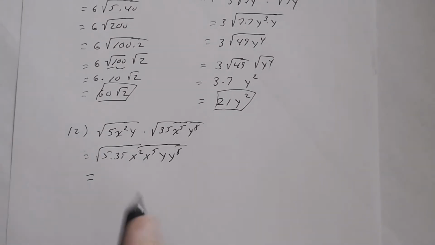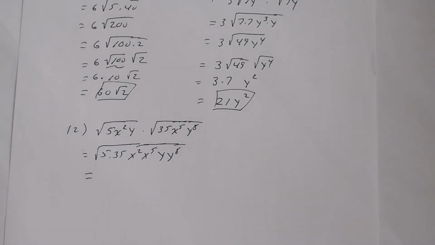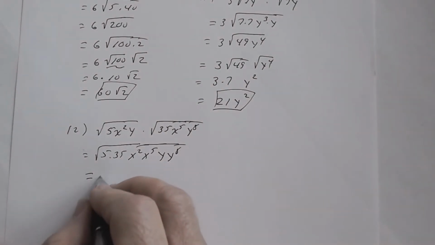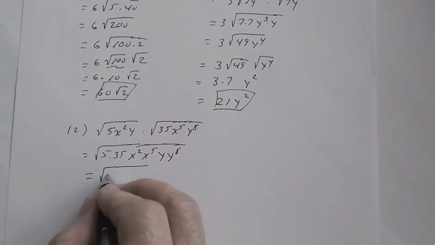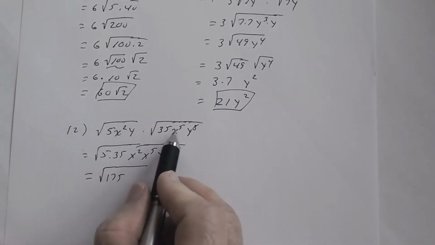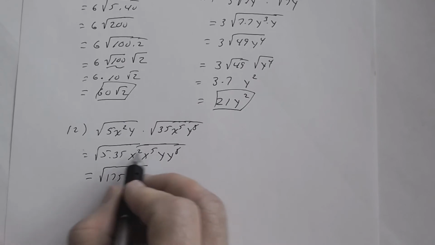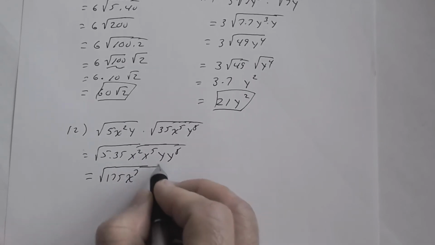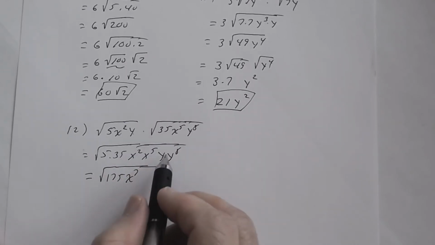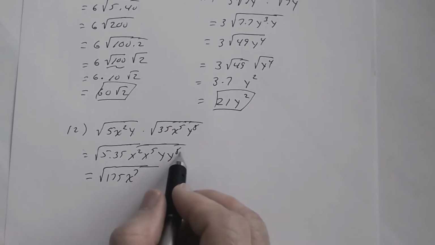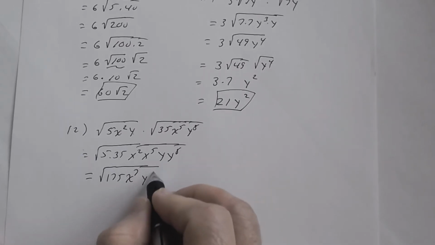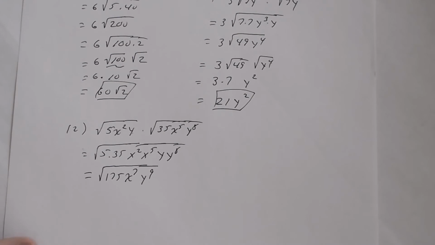You could have said, all right, 5 times 35, just use your calculator, 5 times 35 will give you 175. But remember, you got to say square root. And then x squared times x to the 5th, when you multiply like bases, you add exponents. So 2 plus 5 is 7. And then y times y to the 8th, again, when you multiply like bases, you add exponents. 1 plus 8 is 9. Okay? And then we got to simplify this now.